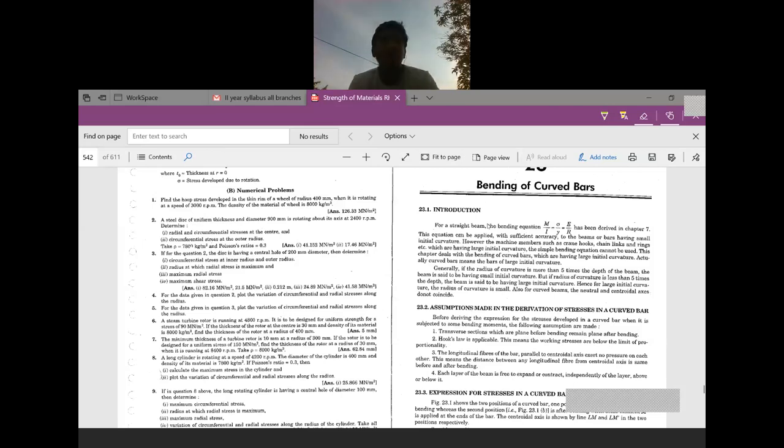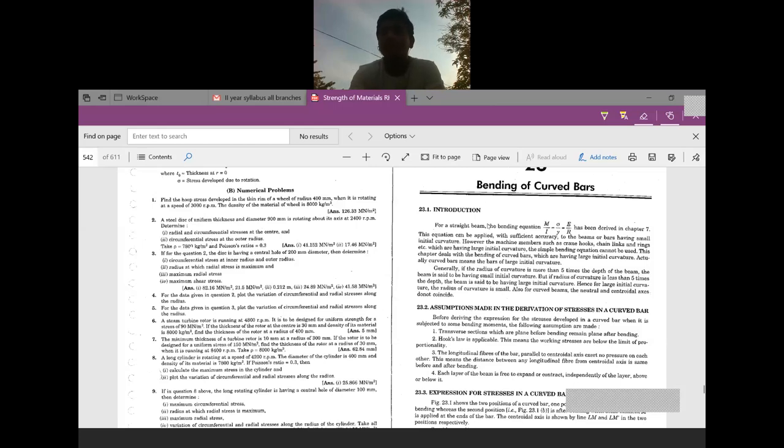If the curvature is very small, then you will go for the bending equation. Why? Because if you consider a bar and we apply some load, it will bend. Then you will go for a bending equation. Understand? If the initial curvature is very large, we cannot use a bending equation. For example, crane hooks, the curvature is very large. Similarly, chain links also, the curvature is very large. Similarly, rings, etc., which have a large initial curvature, the simple bending equation cannot be used.